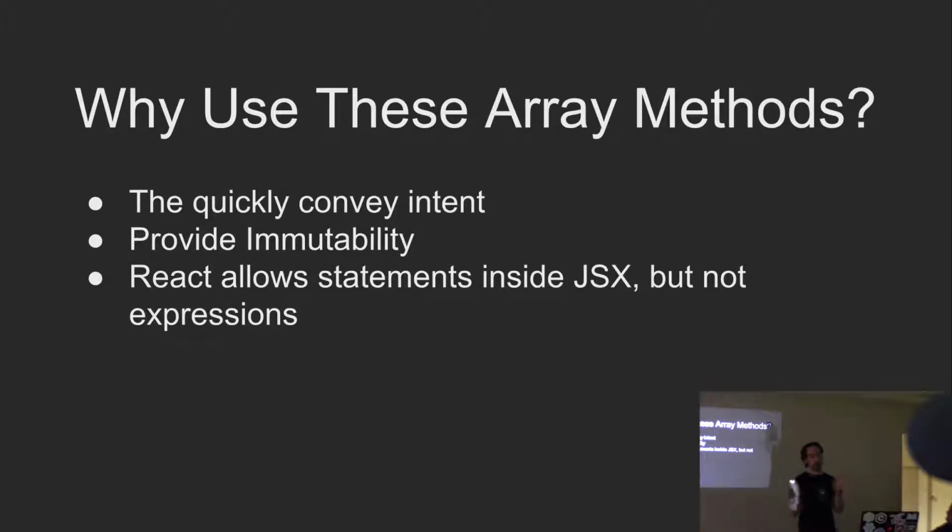There's the canonical Martin Fowler quote: any idiot can write code that a computer can understand. Good programmers write code that humans can understand. So if you're reading code and you see a map, you should have a pretty good idea that it's transforming the elements of that array. If you see a reduce, it's a little bit more opaque, but it's generally reducing the array down to some value, whether it's an object or an array or a number. So they very quickly convey intent in your code.